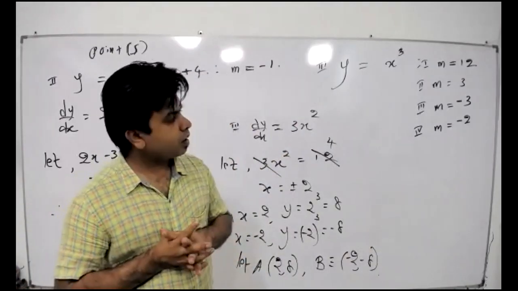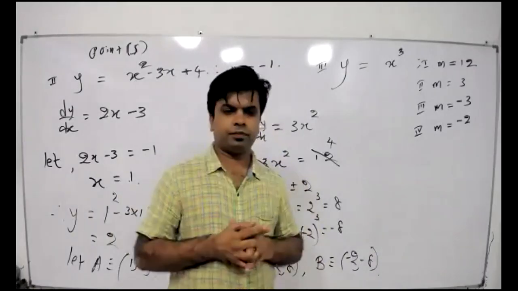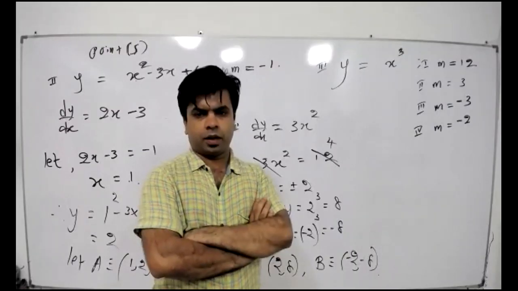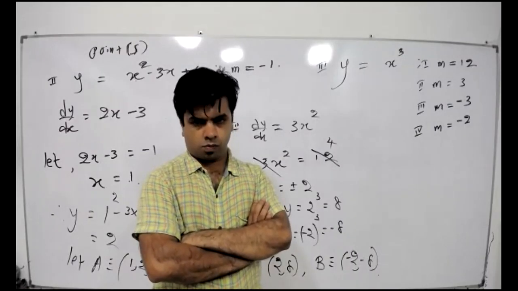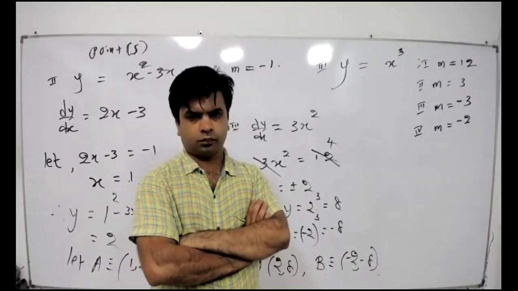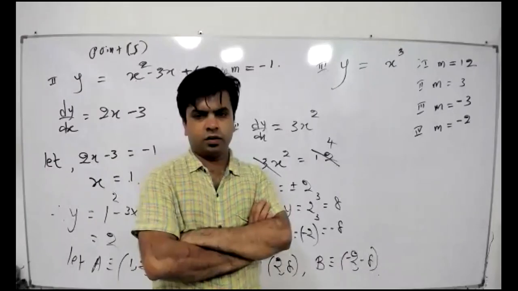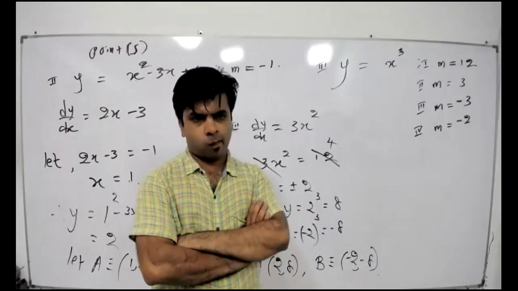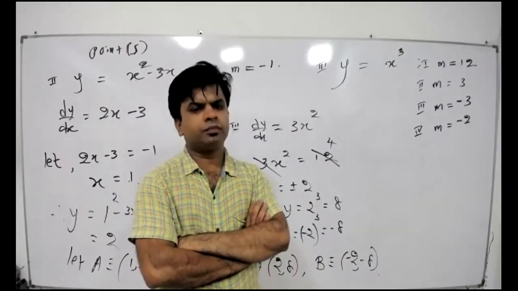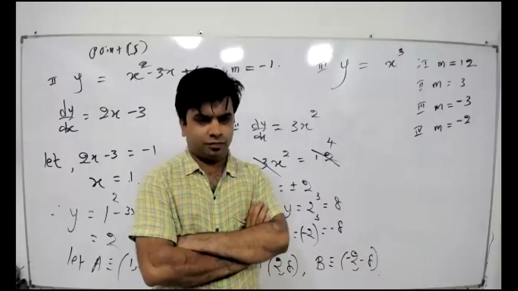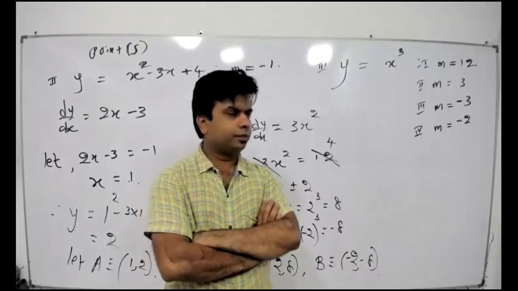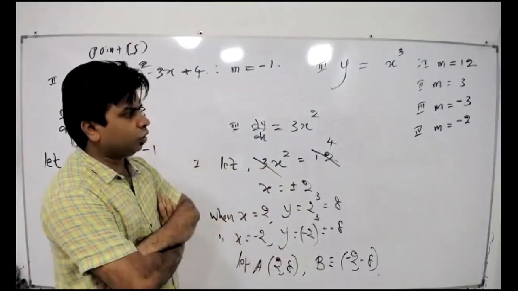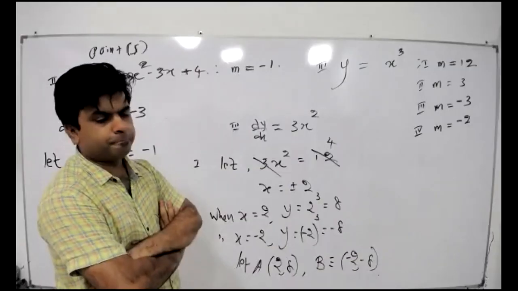Then, for the third part, Salman Faisal, what are the points? There is no tangent to the curve with gradient minus 3. Very good, right? There are no points on the curve for this gradient minus 3.